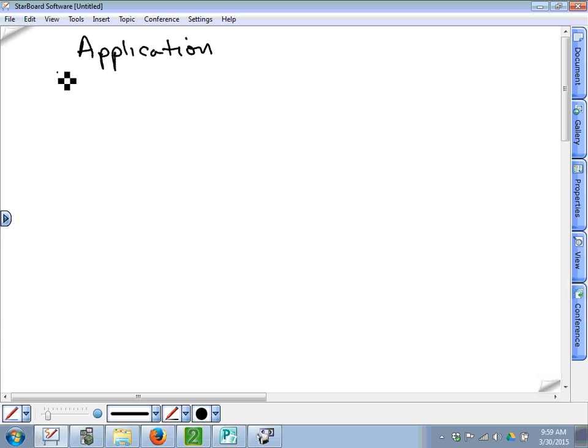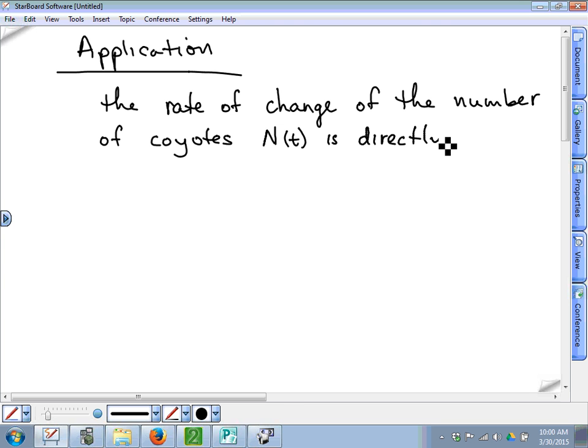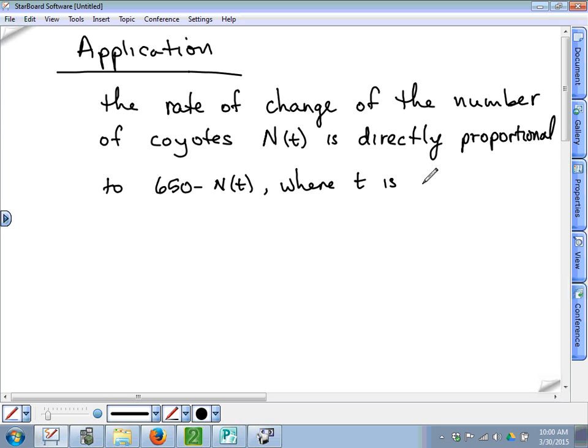Yeah. Application of a why? Write this down. The rate of change of the number of coyotes is directly proportional to 650 minus n, where t is time. You could do it with brownies.